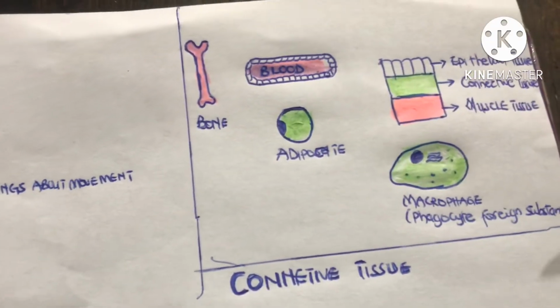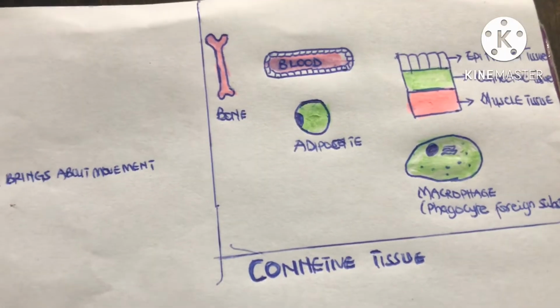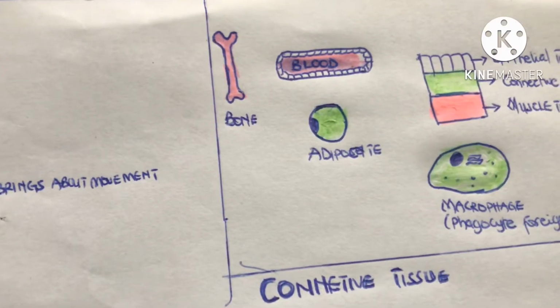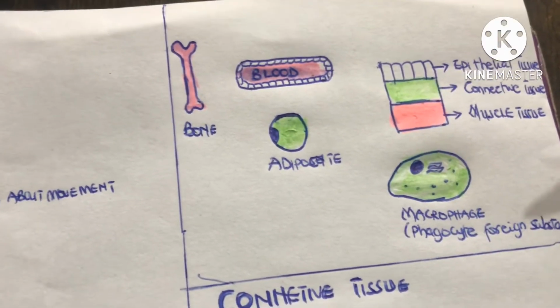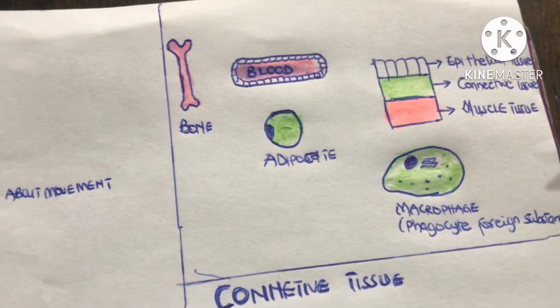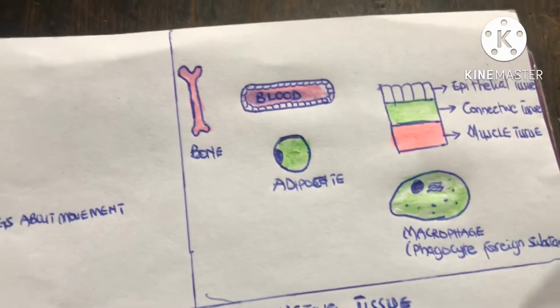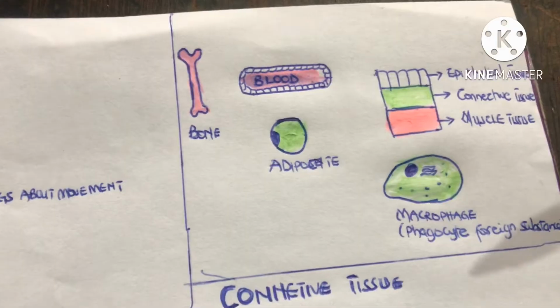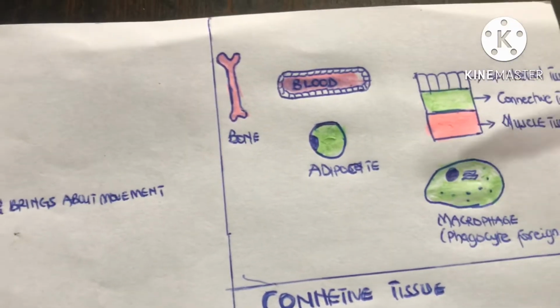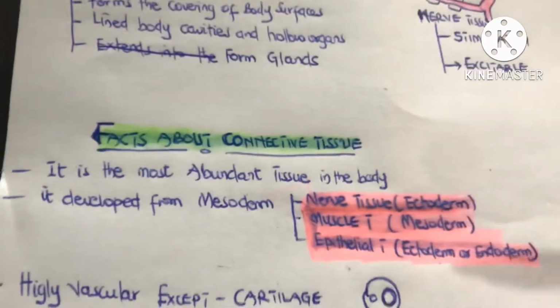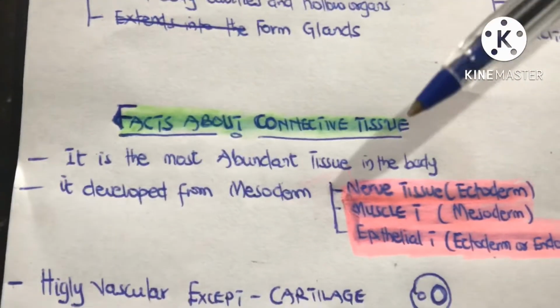When you take the macrophages, an example of connective tissue, they act as phagocytes. So they phagocytize foreign substances like the pathogens in our body. You understand? So in other ways, they help protect the body. So all these contribute to the functions of the connective tissue. Now let's look at some facts about connective tissue.